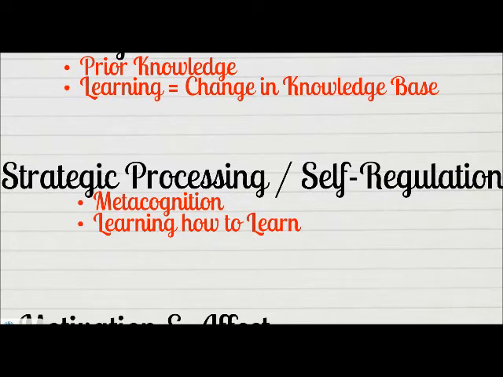A second area is metacognition, and this means 2 different things. The first is thinking about thinking, or learning how to learn, this idea of self-regulation and being actively aware of what we're doing in the learning process. But it also means the student is taking the initiative. They develop strategies, they decide what they want to know, and they also decide how they want to go about learning it.